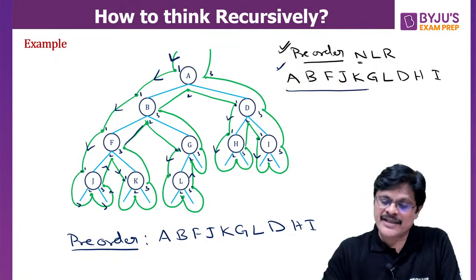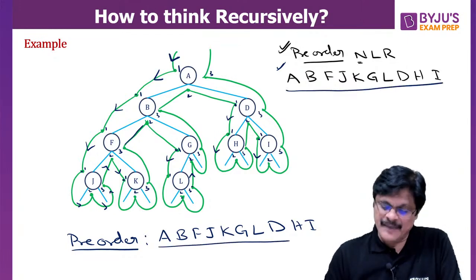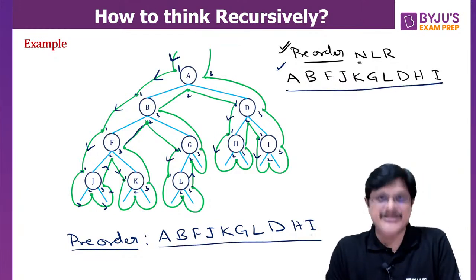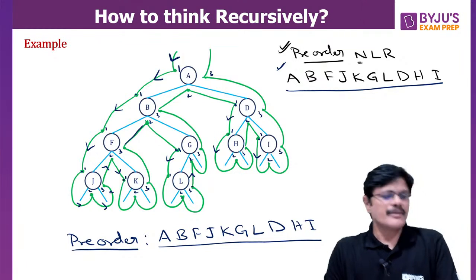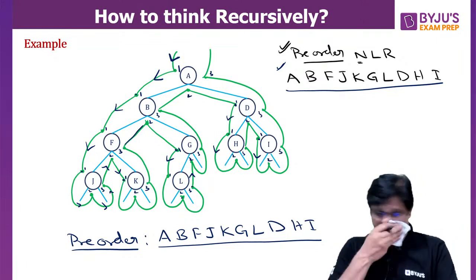And I have written the same pre-order traversal already. A, B, F, J, K, G, L, D, H, I. So that is the pre-order traversal, my dear friend. Hope you understand. Any doubts? If you have any doubts in this shortcut, please ask me, sir.